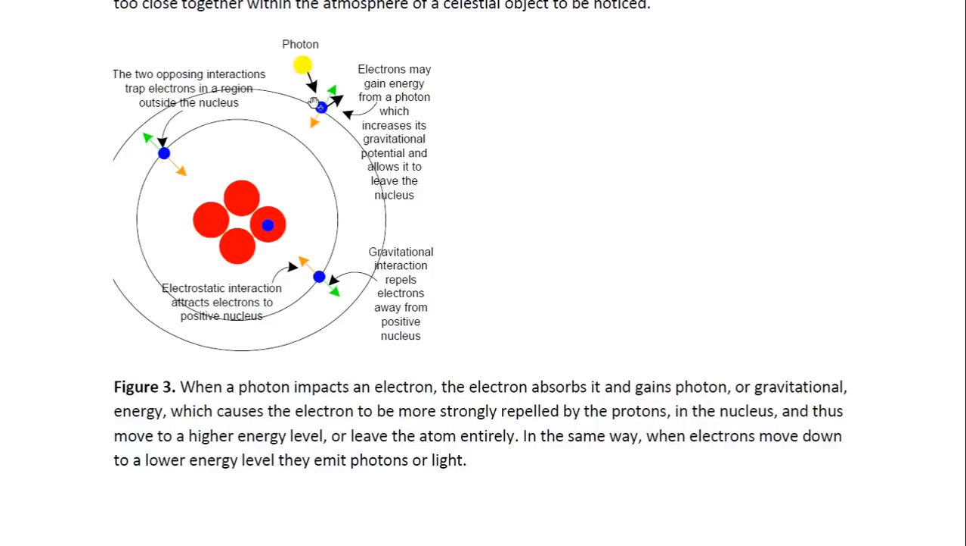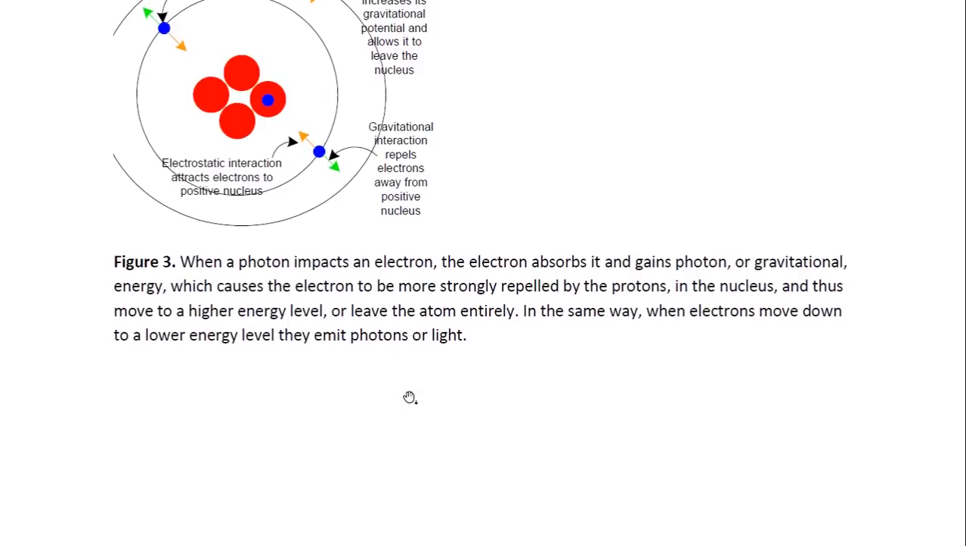Or if it gains enough energy, it may actually leave the atom entirely, in which case the atom will become ionized because you would have lost 1 electron, and then it has too many positive charges. It will have 3 positive charges. It'll only be left with 2 negative charges, so it has 1 extra. It will become a positive ion.